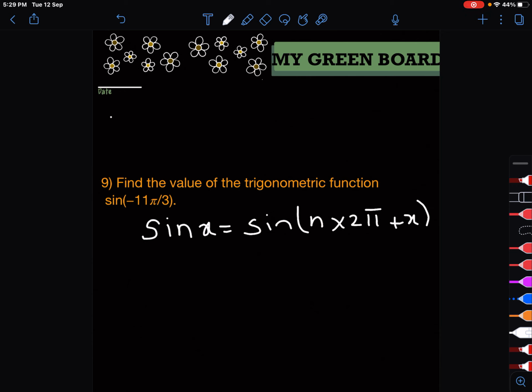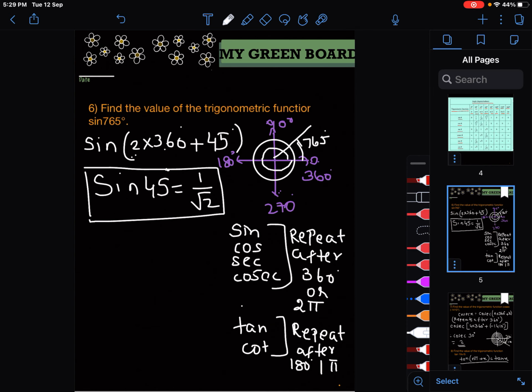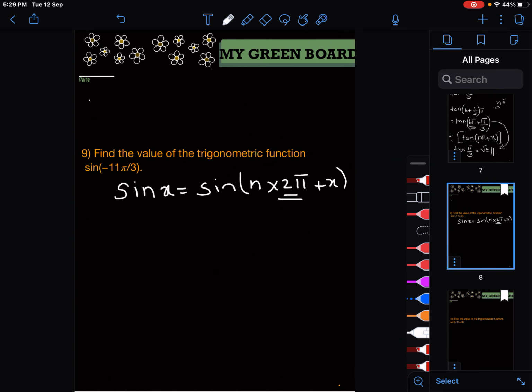Why have I taken 2 pi? Because other than tan and cot, as I have told you, sine, cos, secant and cosec repeat after 360 degrees or 2 pi. So I am taking this identity in terms of multiples of 2 pi. Got it? Now let's write the answer.